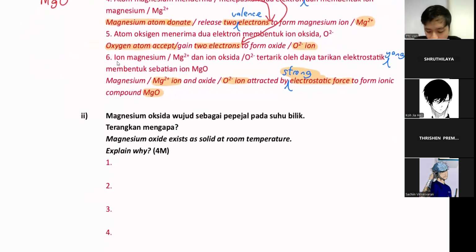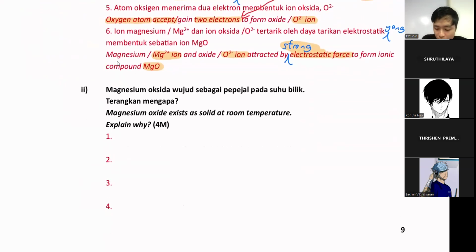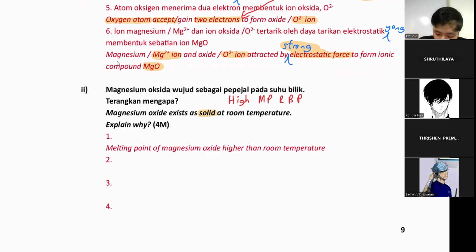Okay, so magnesium oxide exists as solid at room temperature. Explain why. First of all, they say exists as solid at room temperature. Why so? It means they talk about what point? Yes, I saw a very good answer. Solid means they're talking about why magnesium oxide does not easily become gas, not easily get evaporated, because they have high melting point, boiling point. Very hard to get melted or boiled. Okay, first point, very good.